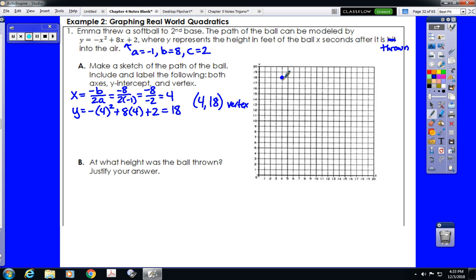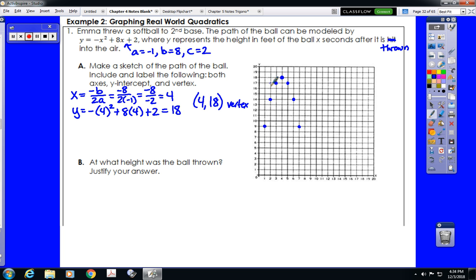Now notice the a value is negative 1. So from there we're going to go out 1, down 1. From there we're going to go out 1, down 3, because our a value is 1. Out 1, down 5 would put us right there. Out 1, down 6. Something is off here. What did I mess up? 4, 18. It might be right in here somewhere. Negative 16 plus 32. Yeah, that would be 18.